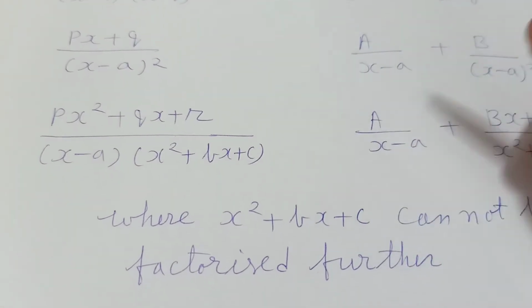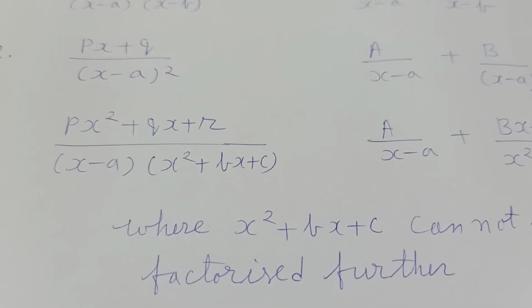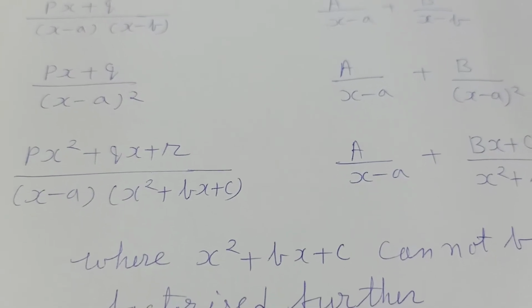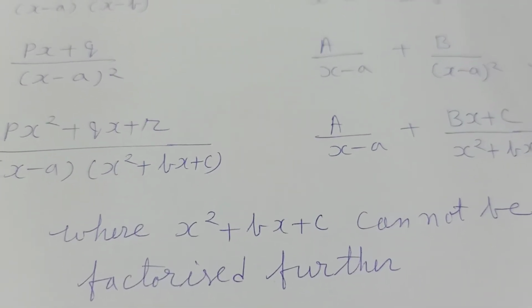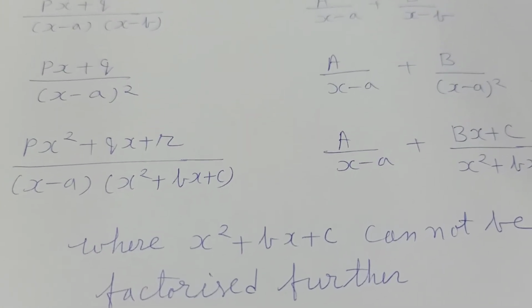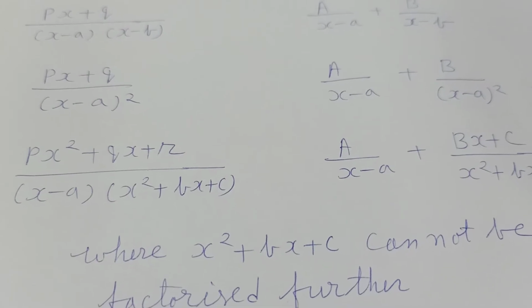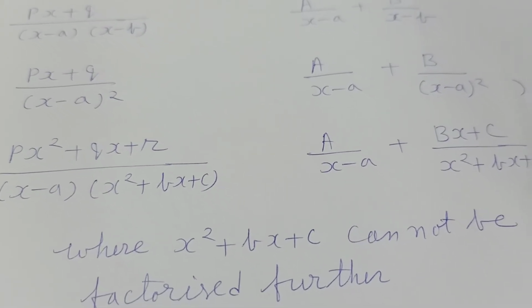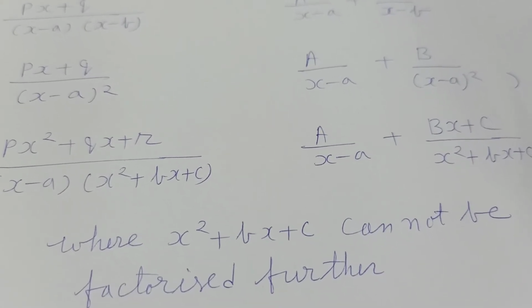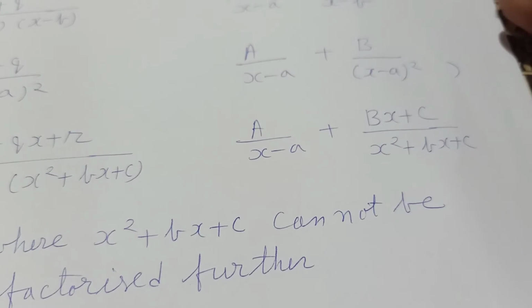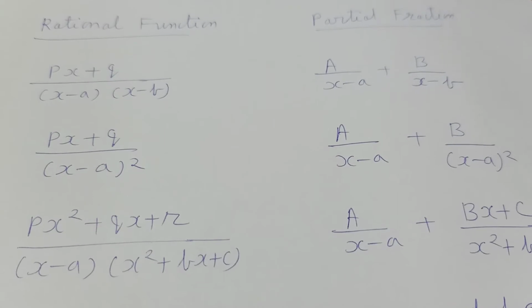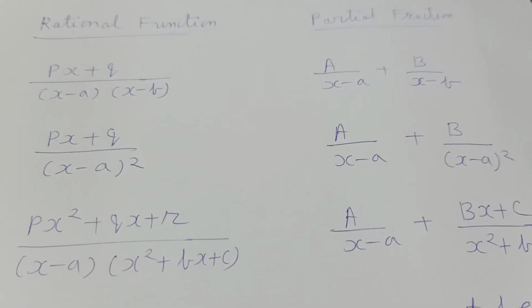Now the next case: px square plus qx plus r upon x minus a into x square plus bx plus c, where x square plus bx plus c cannot be factorized. So here we have a quadratic polynomial in the denominator which cannot be factorized, and the other factor is linear. So we will write A upon x minus a plus, and for the non-factorizable factor we will write Bx plus C upon x square plus bx plus c. So you will encounter three different cases and combinations of these cases. Okay.